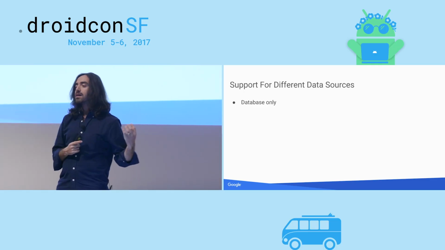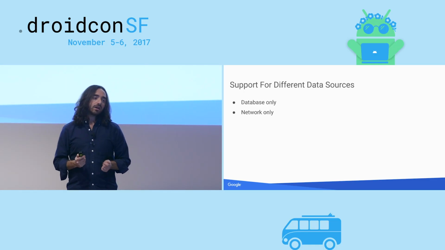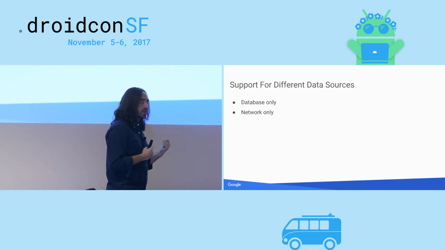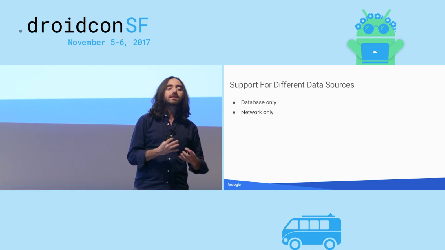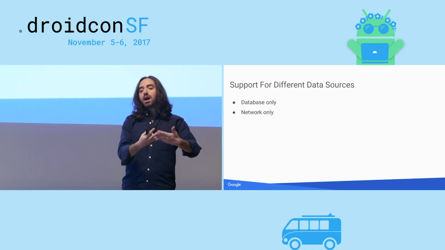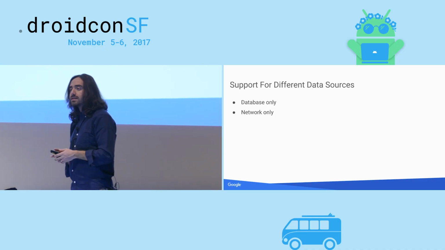So one example is you're paging from a database. It should work nicely. The other example is you're paging from the network. Now, these two different data sources have really separate behaviors. A database is something you can count. You can always know how many items you have. But it also has empty states. You need to handle empty states nicely.